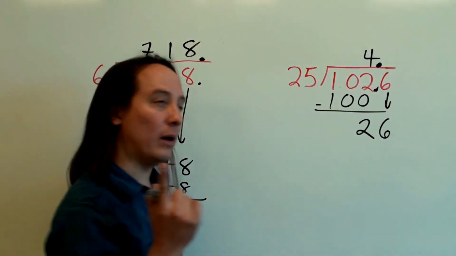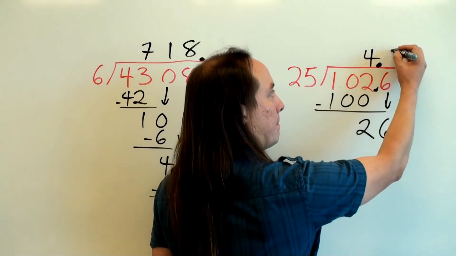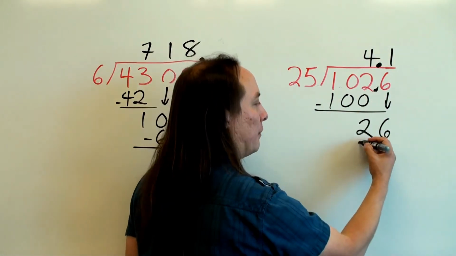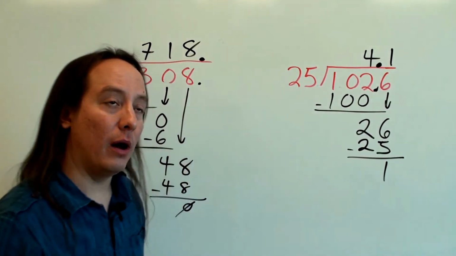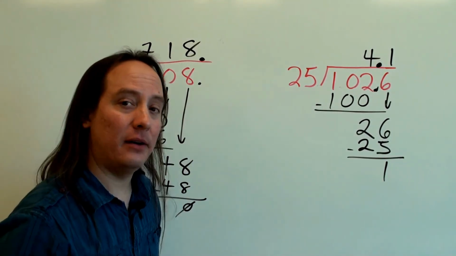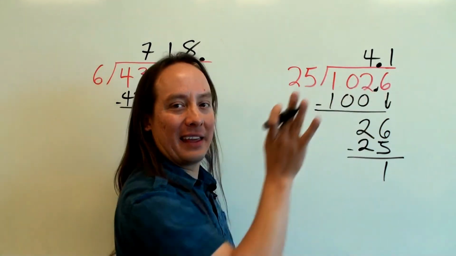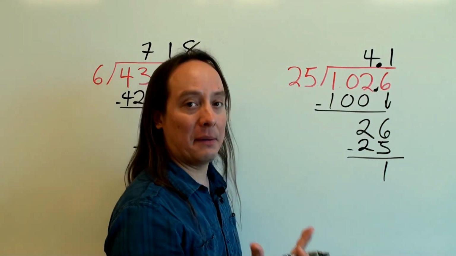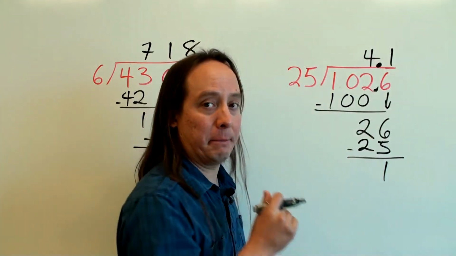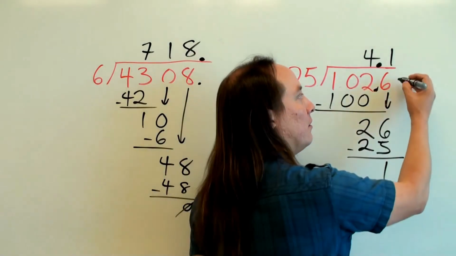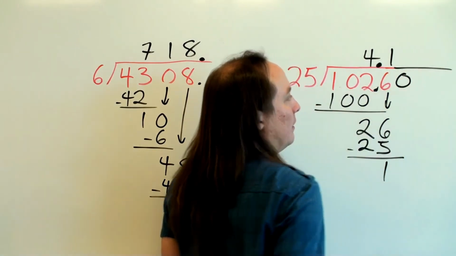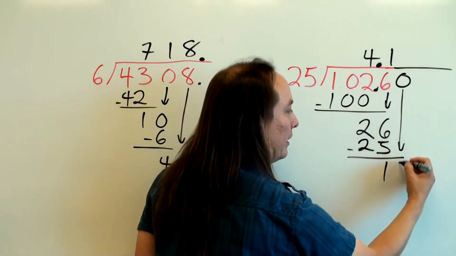25 goes into 26 one time. So 1 times 25 is 25. I get a remainder of 1. So I have a remainder. I finished all of the numbers that they gave me in the problem. And I'm already past the decimal point, so I can add zeros as much as I want, right? I can add as many zeros as I need. So we'll just start with 1, bring it down.